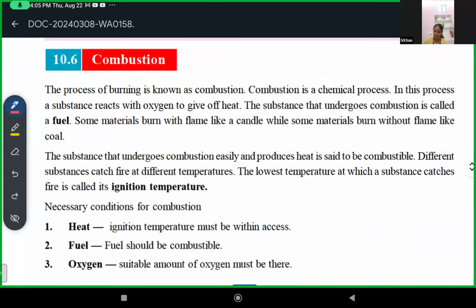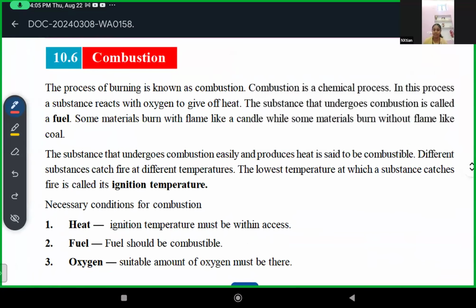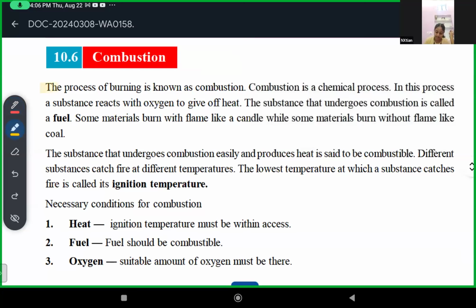Next, we will talk about the combustion process. Anybody knows what it means? No? Okay, so basically this is a process that's related with burning. It is a chemical process. So the process of burning is known as combustion, and it is a chemical process.